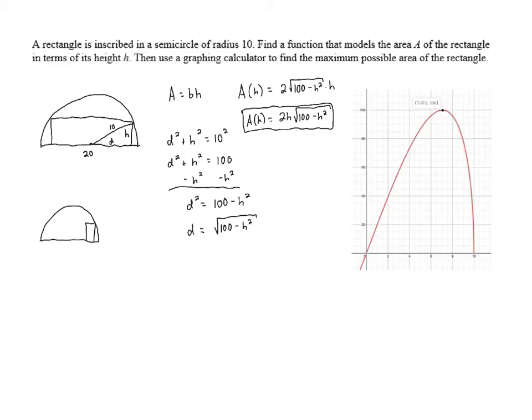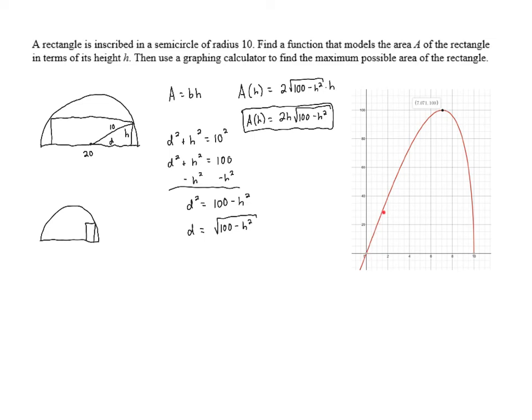This is a graph of the area of the rectangle as a function of the height. Now, one thing that I want to point out, this part of the graph doesn't actually make sense because we can't have the height less than 0. The height has to be between 0 and 10. It can't be more than 10 because the radius of the circle is 10. And if it was more than 10, it would be taller than the circle, and it wouldn't be inscribed.